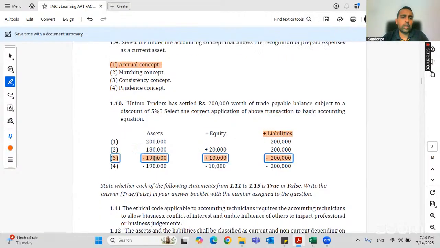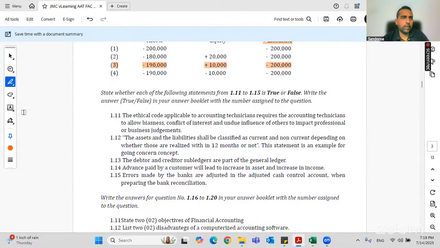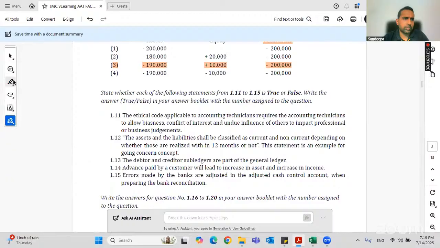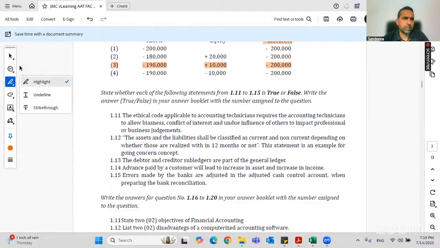Okay, let's move on to these true or false questions then. Now, true or false questions. We'll start with the first one. The ethical code applicable to accounting technicians requires the accounting technicians to allow bias, conflict of interest, or undue influence.